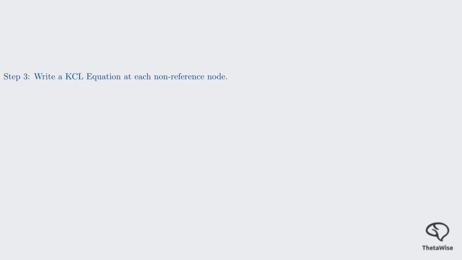Then we express each of these currents using Ohm's law. Let's take a closer look at our example circuit. Let's say we have two essential nodes, labeled A and B, and we've set the bottom node as ground, VG equals 0. We also have a voltage source, Vs.